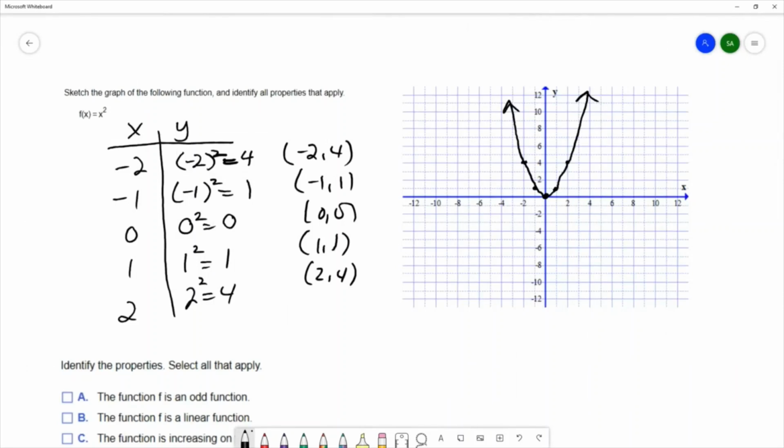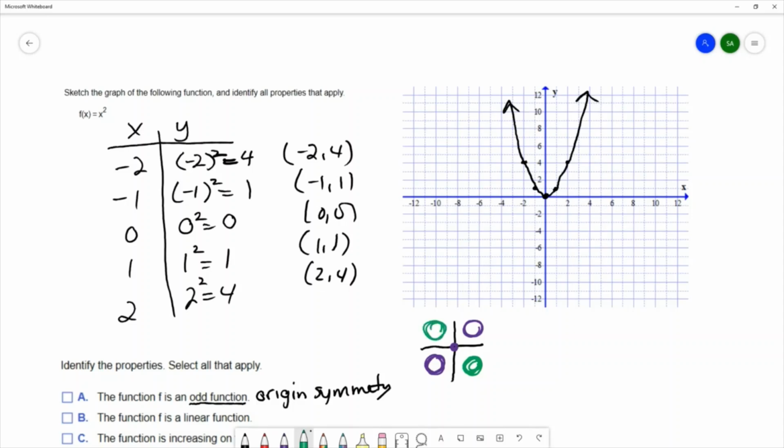The first property says this function is an odd function. An odd function has origin symmetry. So a graph or a function that has origin symmetry will have a mirror image going over the origin. So that means that your picture in the first quadrant would be a mirror image in the third quadrant. And if you have a picture in the fourth quadrant, it would be a mirror image in the second quadrant.